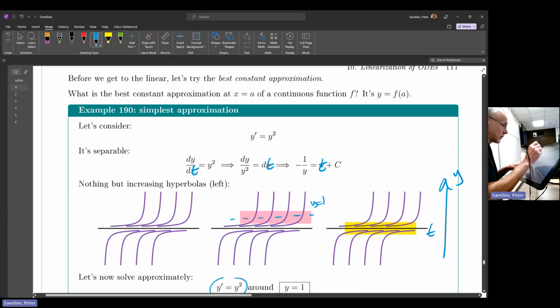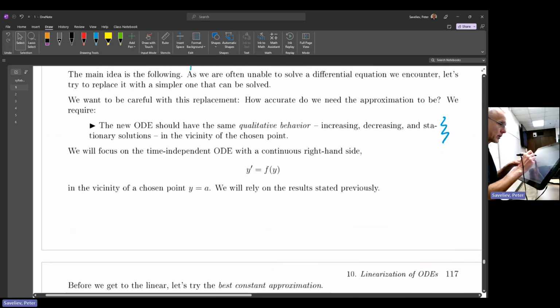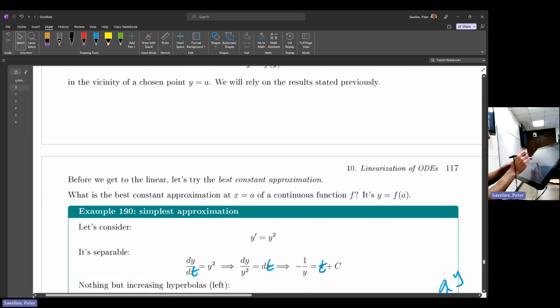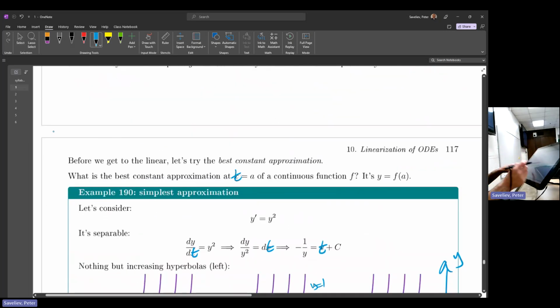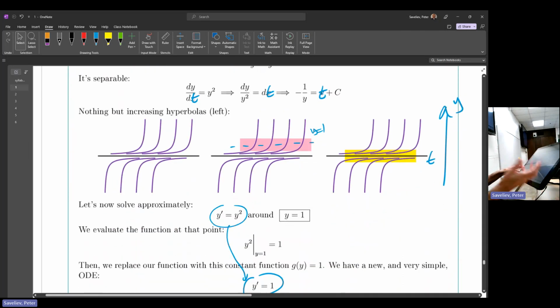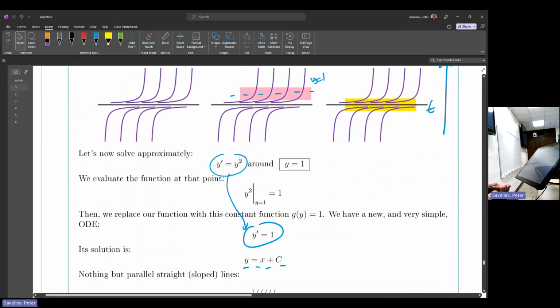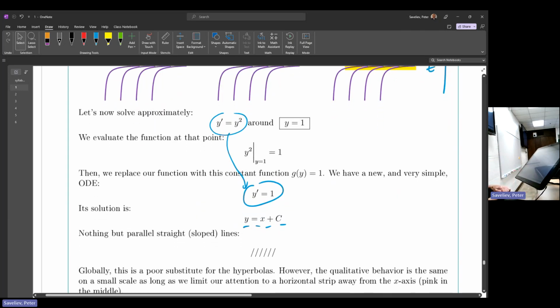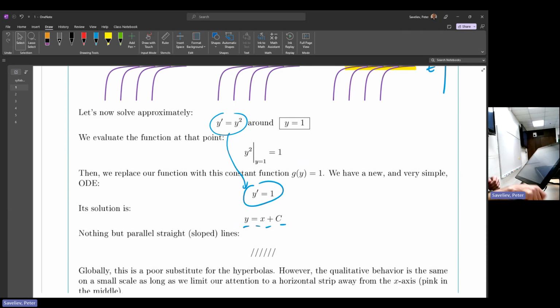Okay, so constant approximation. So this is y and t, and here I switch to x again. But it's fine, it works out. It works out: y prime is equal to y squared, when replaced with a new, way simpler equation, produces the behavior that we expect. They look like this, right? y equals x plus c. I integrated here: y prime is equal to 1 means that y is equal to t plus c, rather.